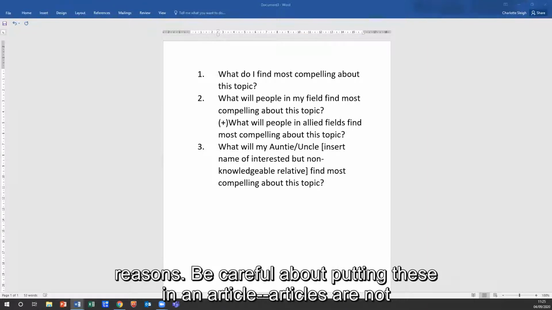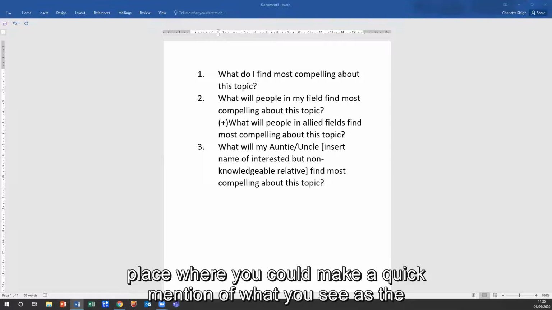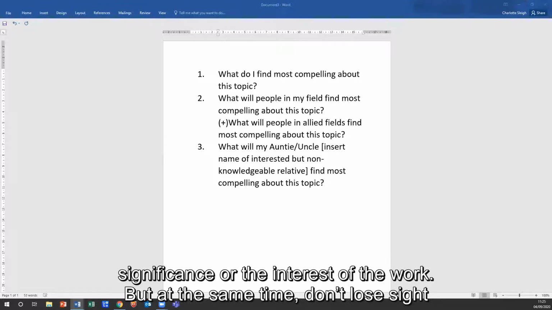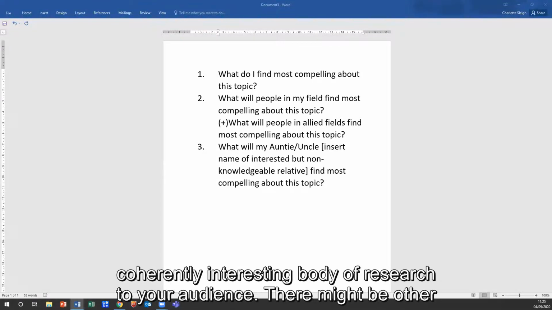Be careful about putting these in an article. Articles are not typically very personal pieces of work, although the conclusion might be a place where you could make a quick mention of what you see as the significance or the interest of the work. But at the same time, don't lose sight of them. They're part of the foundation of presenting an authentically and coherently interesting body of research to your audience.